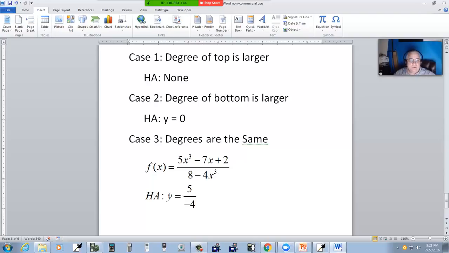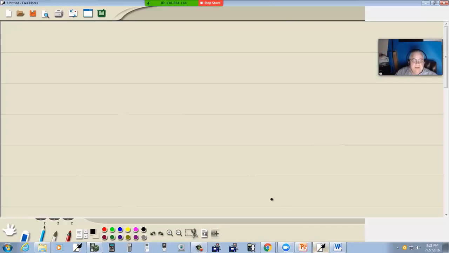What we do to get to the horizontal asymptote is we create a fraction. And we take the number off the front of the x to the largest power. So the x to the third is the largest power on top, so we take the 5 and put it on top. On the bottom we've got x to the third, and the number in front of it is a -4, so put a -4 on the bottom. So our horizontal asymptote will be y is equal to -5/4. Okay, now let me make up a problem.